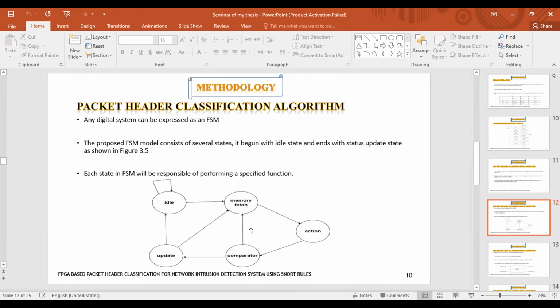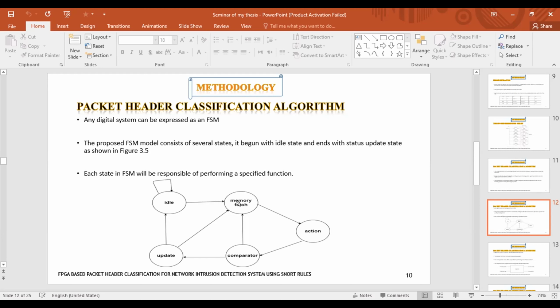We have been using a finite state machine. We have five states in the finite state machine. The first state is idle. That means the system is idle, waiting to receive a bucket. Once it receives a bucket, we will go to memory fetch.